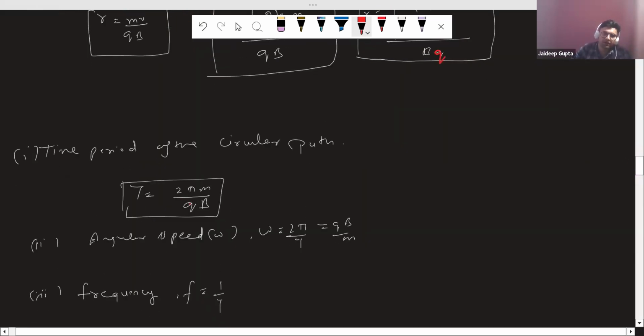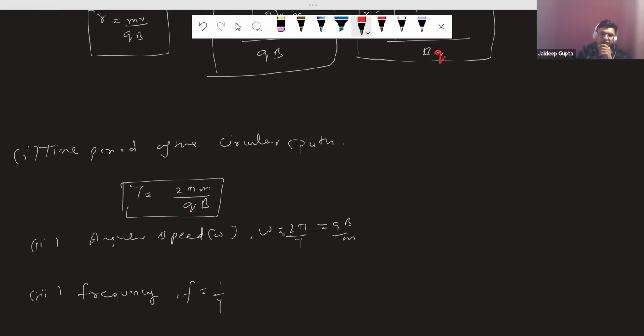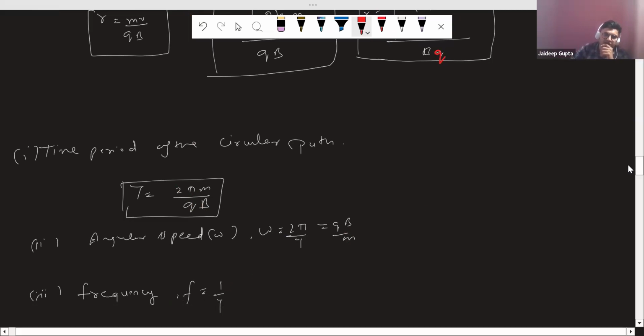This is the time period if a particle moves in a circular path: 2 pi m over qB. Angular speed omega is 2 pi over T, that is qB over m. Frequency is 1 over time period. These are the formulas.